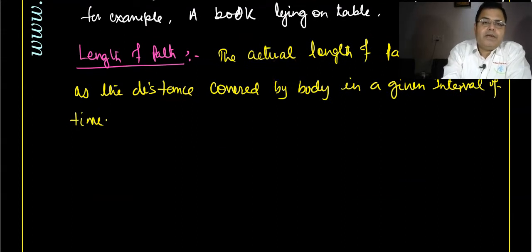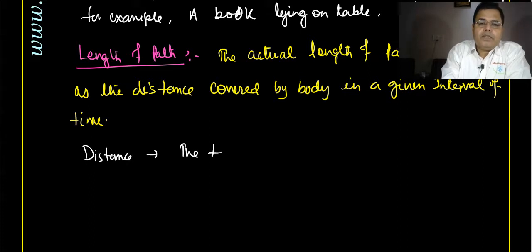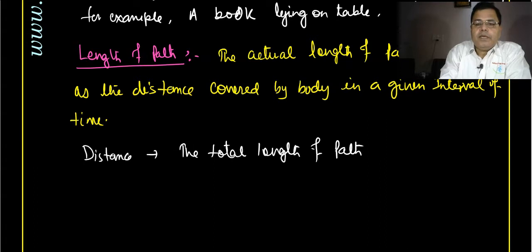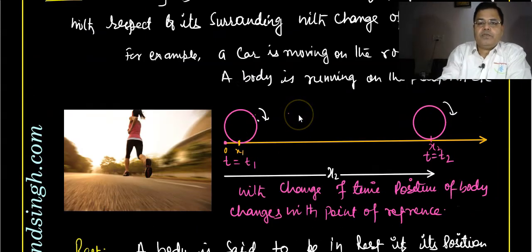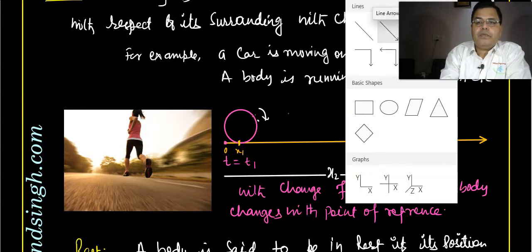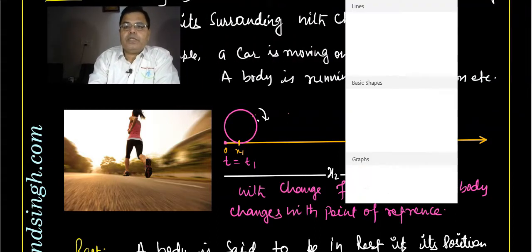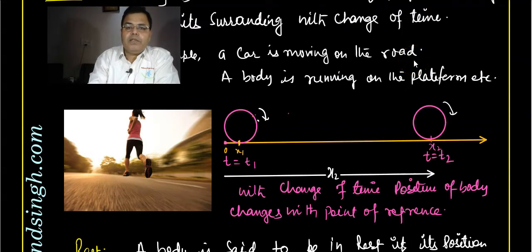So we can write another word for it. Distance is the total length of path covered by the body, and this length of path is described as in the above example. What is the length of path? So the length of path is described here. This is the length of path from where to where? That is from x1 to x2. This is the total length of path. So the total length of path is this one. This is the length of path which is described here.